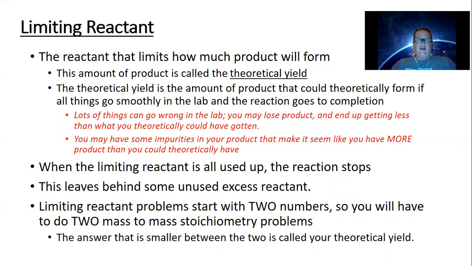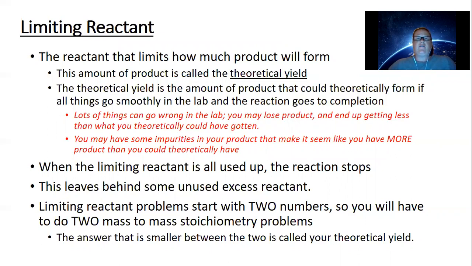And limiting reactant problems start with 2 numbers. In the previous problems you've only seen 1 number. This time we're going to start with 2 numbers, so we have to do 2 mass-to-mass stoichiometry problems. And the answer to the problem is whichever of those two calculations gives you the smaller amount.